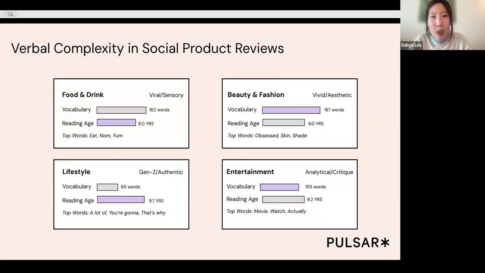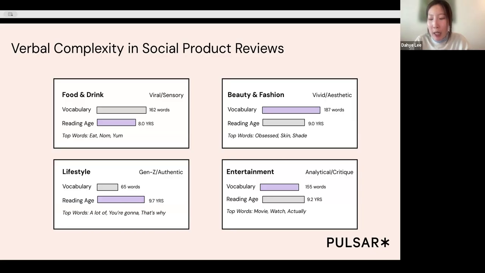And the next one is narrowing down the question. If sensory language drives engagement, how complex do creators' scripts actually need to be? So we look at the vocabulary and the reading age of the top performing videos in each sector. Let's look at food and drink first, which comes in lowest in terms of reading age, at just 8 years.